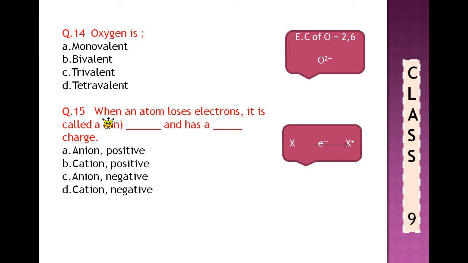Come on to question number 15. When an atom loses electrons, it is called a blank, and has a blank charge. Now you know that when any atom loses electrons, when it gives its electrons to someone, a positive charge comes on it, and with the positive charge it is a cation. So which option do we see this in? A anion and positive, B cation and positive, C anion and negative, D cation and negative. So B is the correct answer.